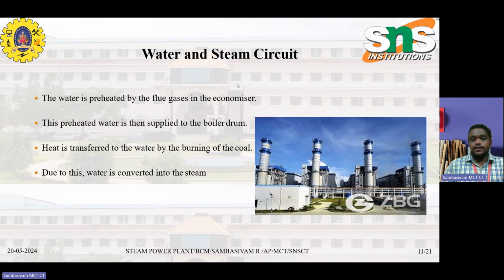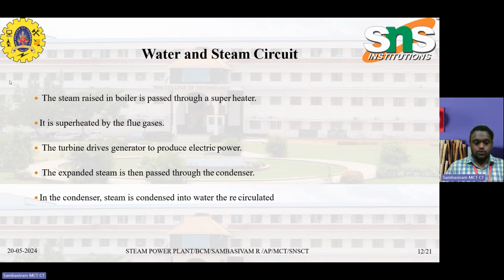The water is preheated by the flue gases in the economizer. The preheated water is then supplied to the boiler drum. Heat is transferred to the water by burning of the coal, due to which water is converted into steam. The steam raised in the boiler is passed through the superheater, where it is superheated by the flue gases. Then the turbine generates electrical power. The expanded steam then passes through a condenser, where it is condensed into water and recirculated.